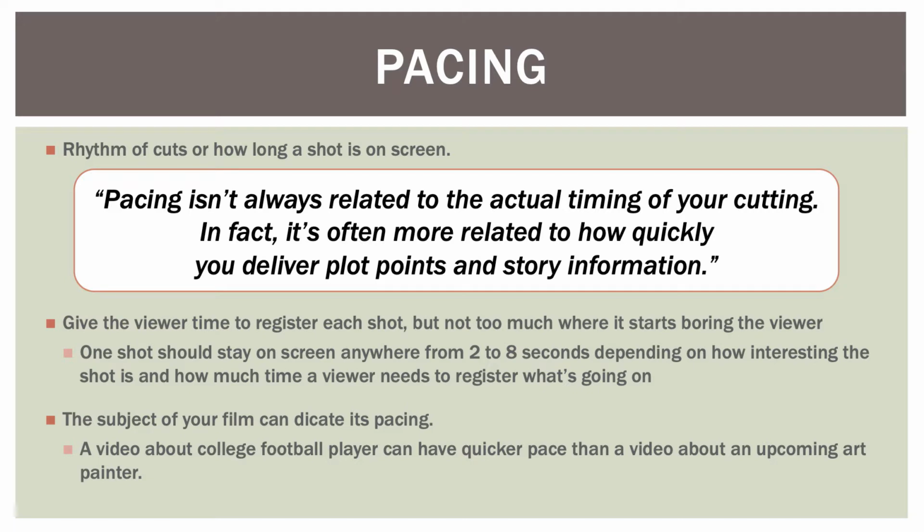Pacing. Pacing is the rhythm of cuts or how long a shot is on screen. This is a quote that I found. Pacing isn't always related to the actual timing of your cutting. In fact, it's more often related to how quickly you deliver plot points and story information. A pacing is when you give the viewer time to register each shot, but not too much where it starts to bore the viewer. So one shot, I would say, should stay on screen anywhere from 2 to 8 seconds, depending on how interesting a shot is and how much time a viewer needs to register what's going on.